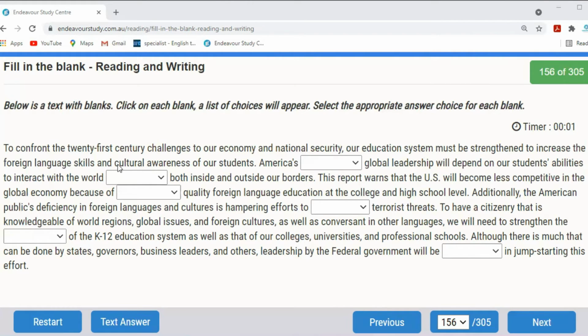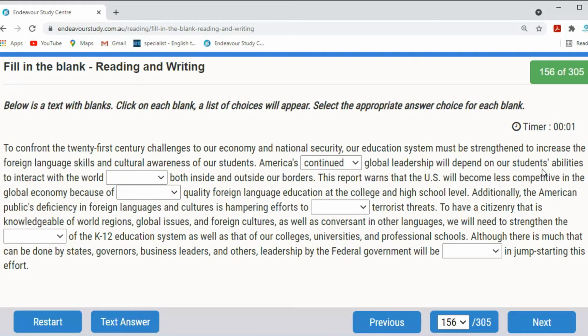To confront the 21st century challenges to our economy and national security, our education system must be strengthened to increase the foreign language skills and cultural awareness of our students. America's global leadership will depend on our students' abilities to interact with the world. America's continued global leadership will depend on students'. See that apostrophe?